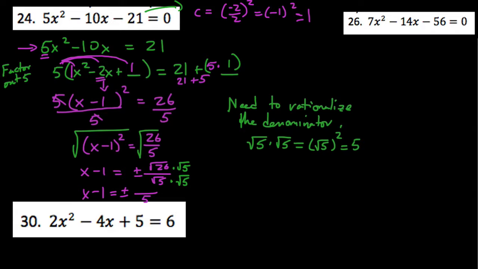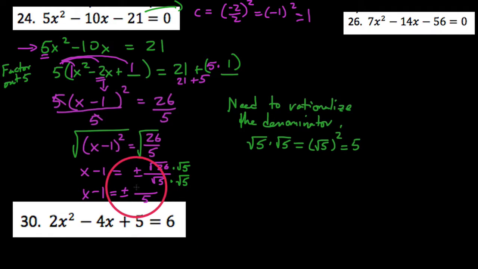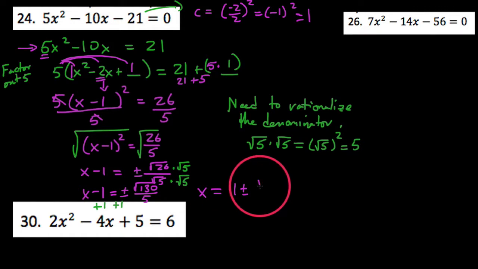times 5. Just so you know where I'm getting my number from, I'm not just doing mental math: 26 times 5 is 130, but I wanted to show you. So I'm going to get the square root of 130 over 5. Now the last thing we'd be responsible for, to get x by itself, is to carry this 1 over. And so what I end up with for my solutions here are 1 plus or minus the square root of 130 over 5.